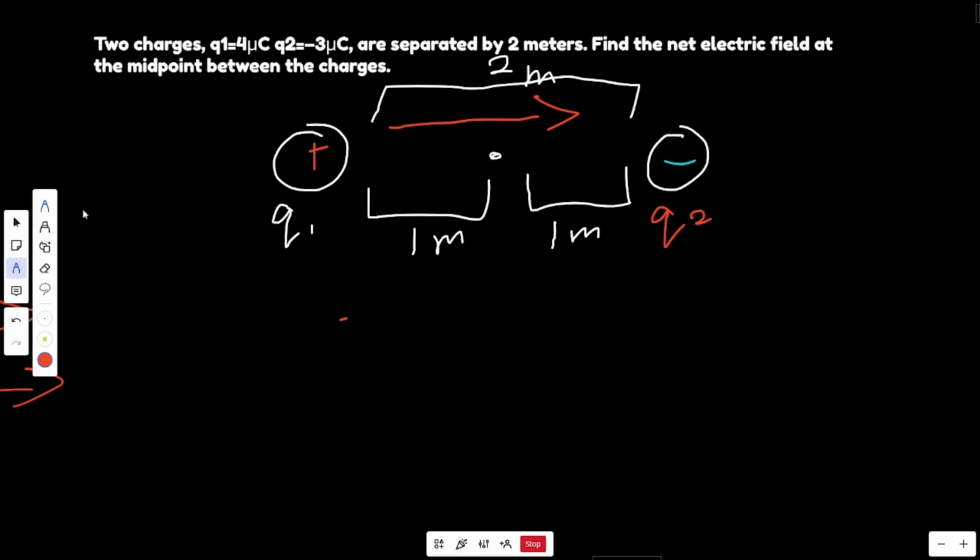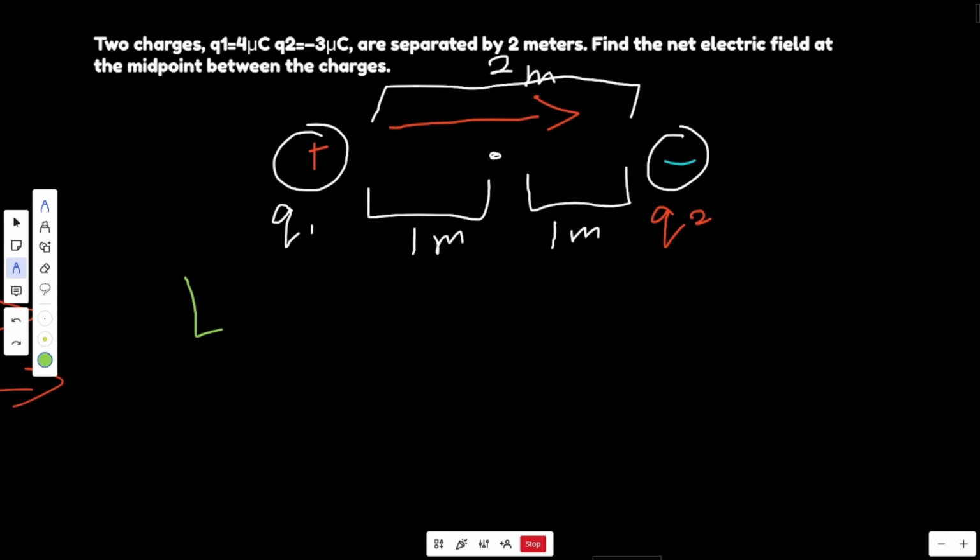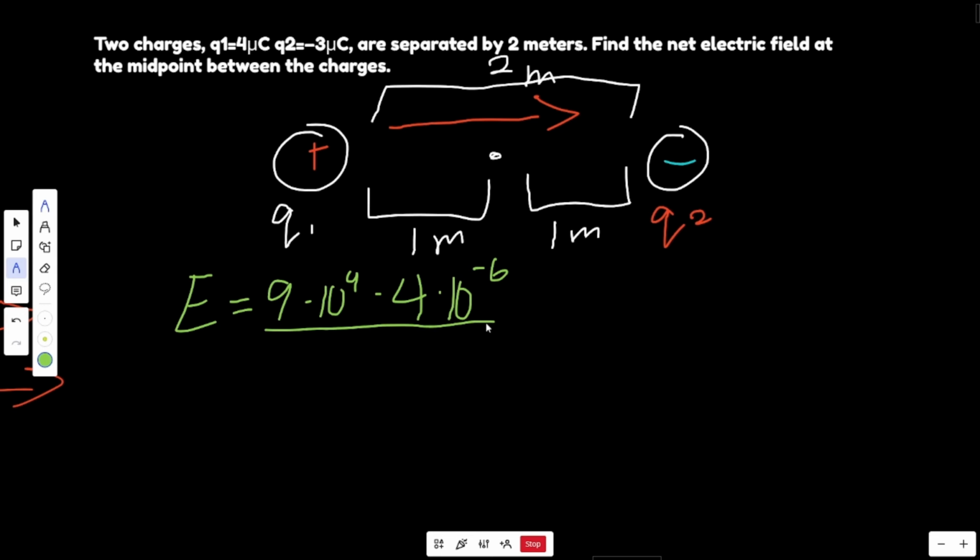So, let's get started with the left side. For the left side, our E is going to be equal to 9 times 10 to the power of 9 times our charge here, which is 4 microcoulombs, all over the distance, which is 1 squared.